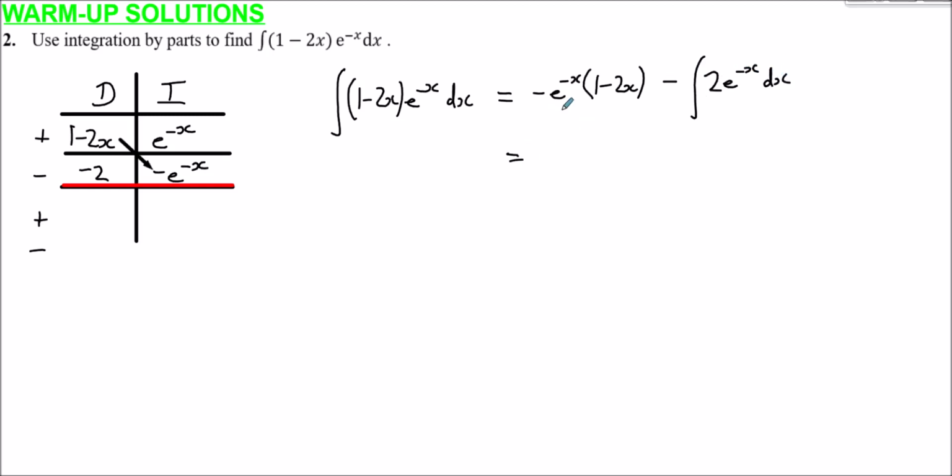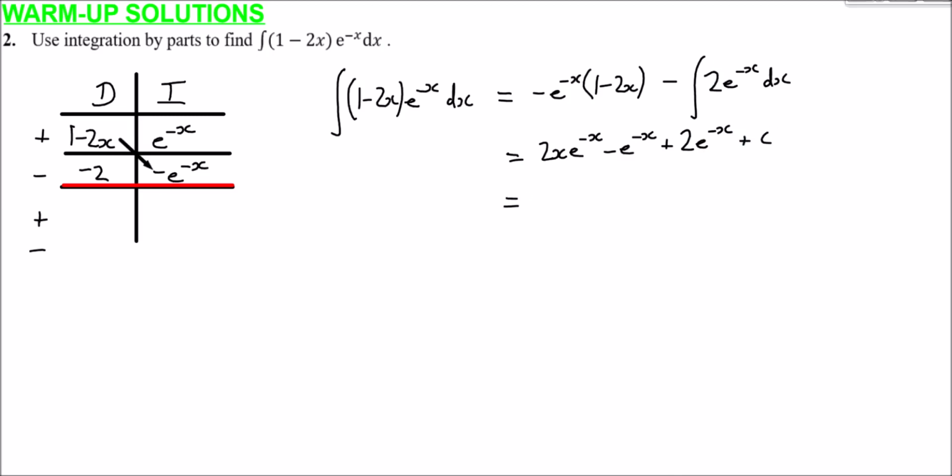So next step, I'm going to expand this out. So I'm going to get 2x e to the minus x minus e to the minus x. And this here, integrating e to the minus x, as we saw here, generates a negative. But because we're doing a subtraction anyway, minus and a minus again, that's going to give us plus 2e to the negative x. Then, of course, plus some arbitrary constant of integration c.